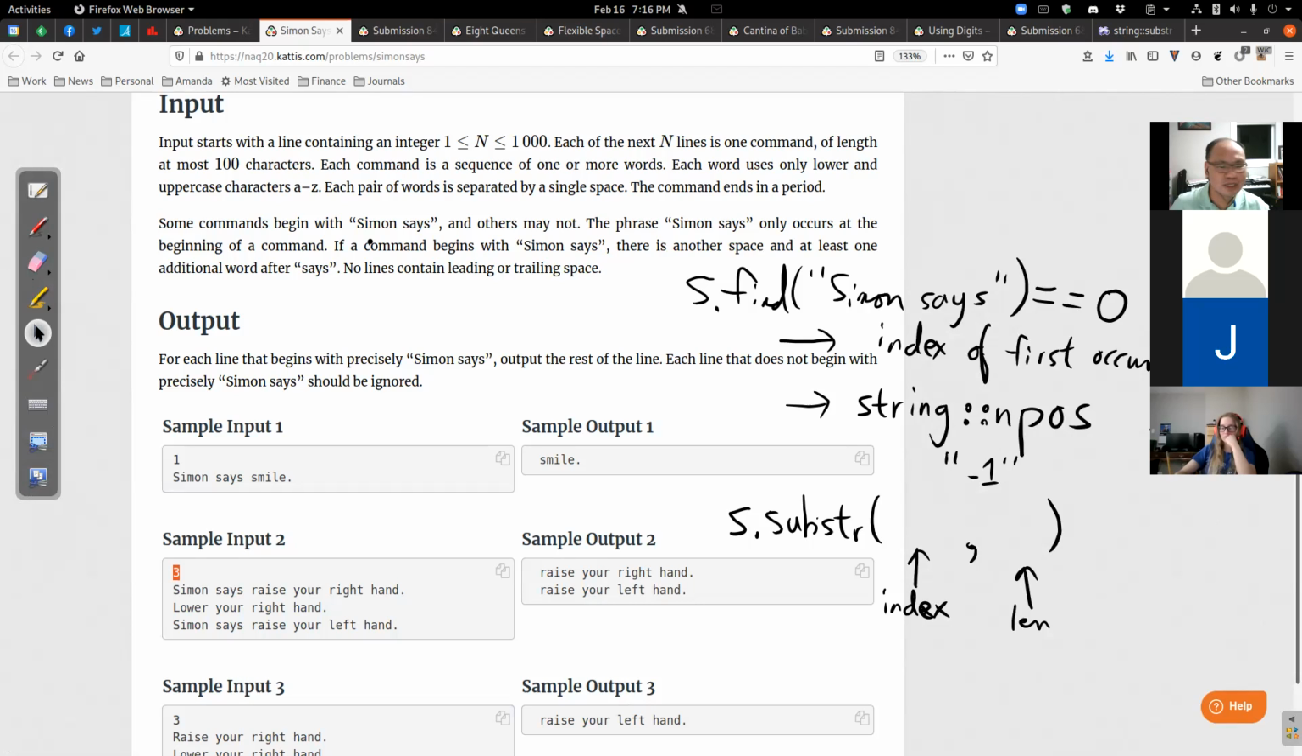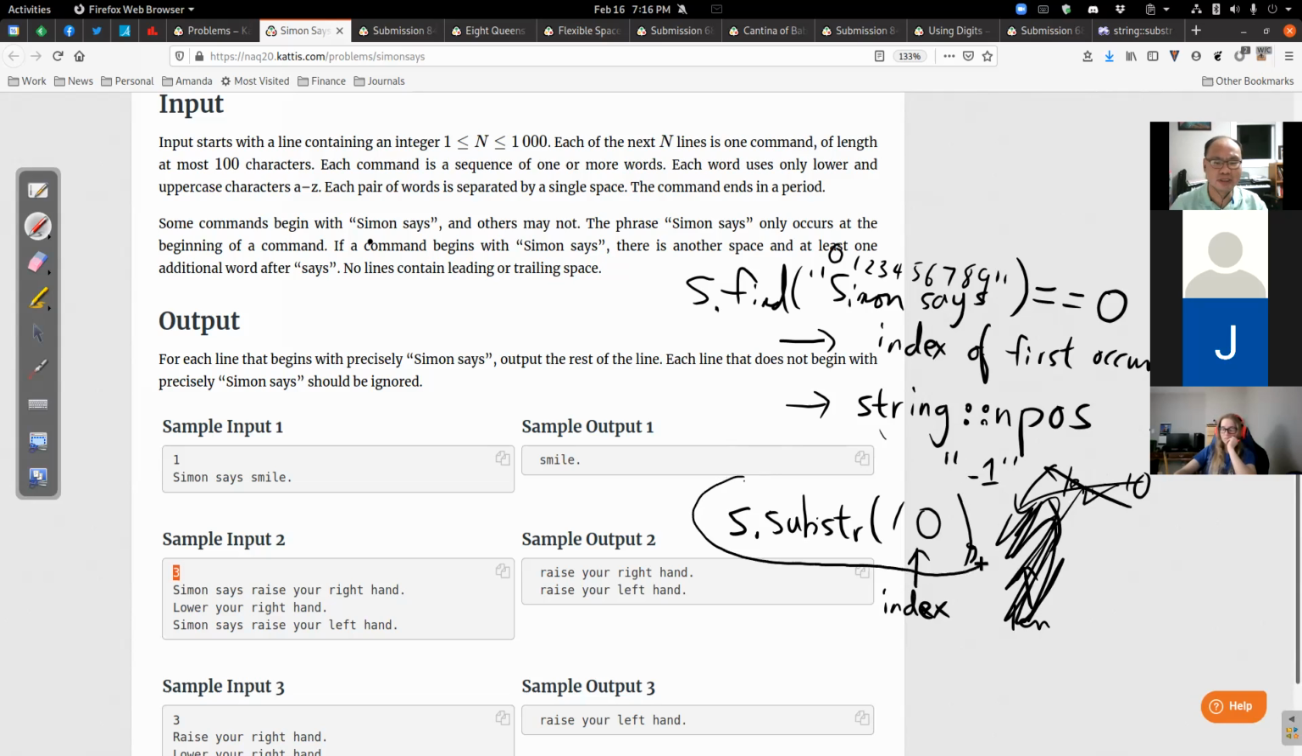I suppose you can work out how long it is, but you can also figure out pretty quickly what the index is, because you know exactly how long this string is. Simon says is 1, 2, 3, 4, 5, 6, 7, 8, 9, 10. So the rest of the string starts at 10. And I suppose if you really want to, you can figure this out by saying the length of the string minus 10. But you don't need to, because the default parameter actually just goes all the way to the end of the string. So all you have to do is call this and then print it out.